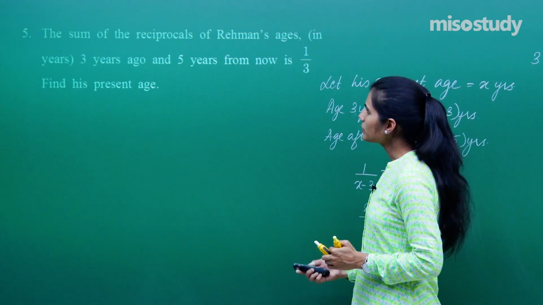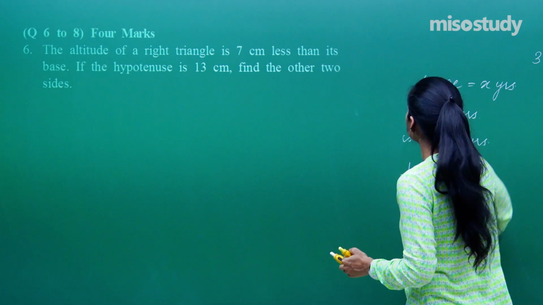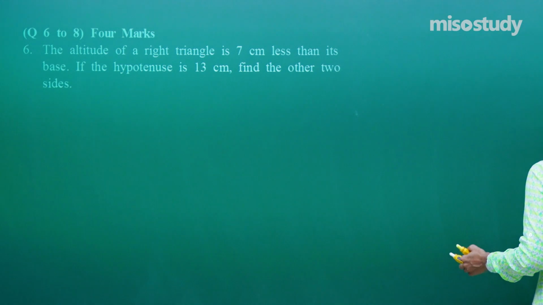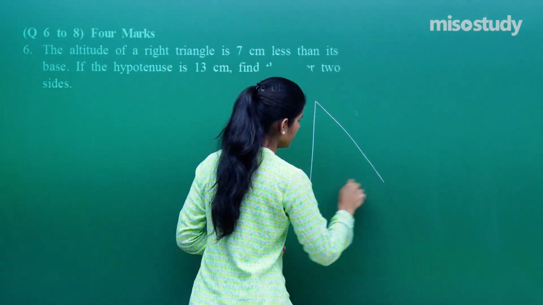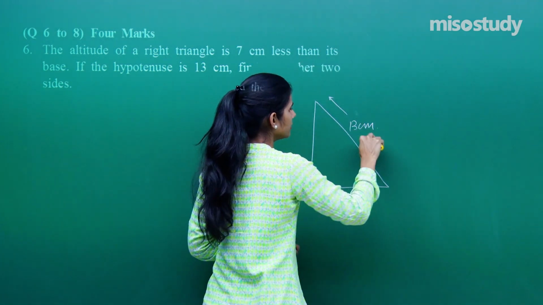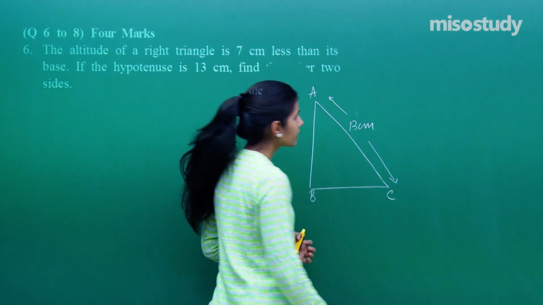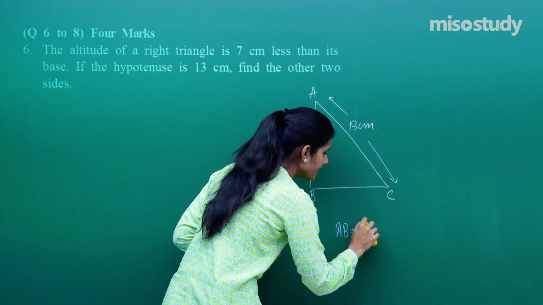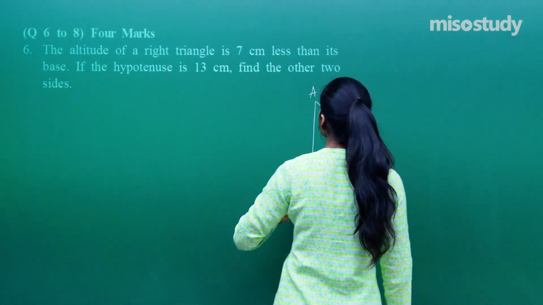Clear? Moving to the next question, we have the altitude of a right angled triangle is 7 centimeters less than its base. Okay, if the hypotenuse is 13 centimeters, find the other two sides. Hypotenuse is given as 13 centimeters. Let me say this is A, B, C. It's given that this height AB is 7 centimeters less.